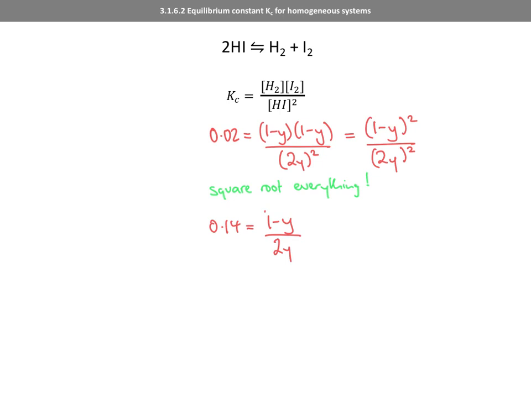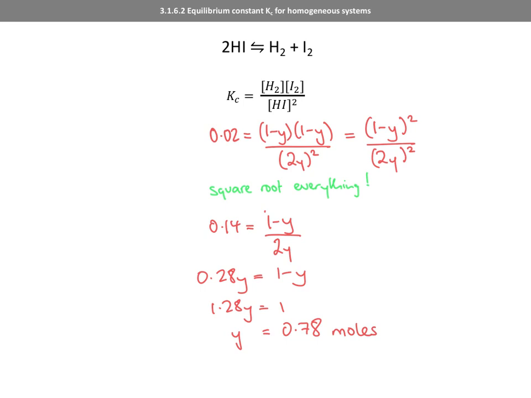And now we just need to resolve what's there, so we're going to multiply both sides by 2y, so we get 0.28y equals 1 minus y. So that means that 1.28y equals 1, which means that y equals 0.78. Now remember, y here is the change in moles, so we're saying that the change in moles is 0.78.